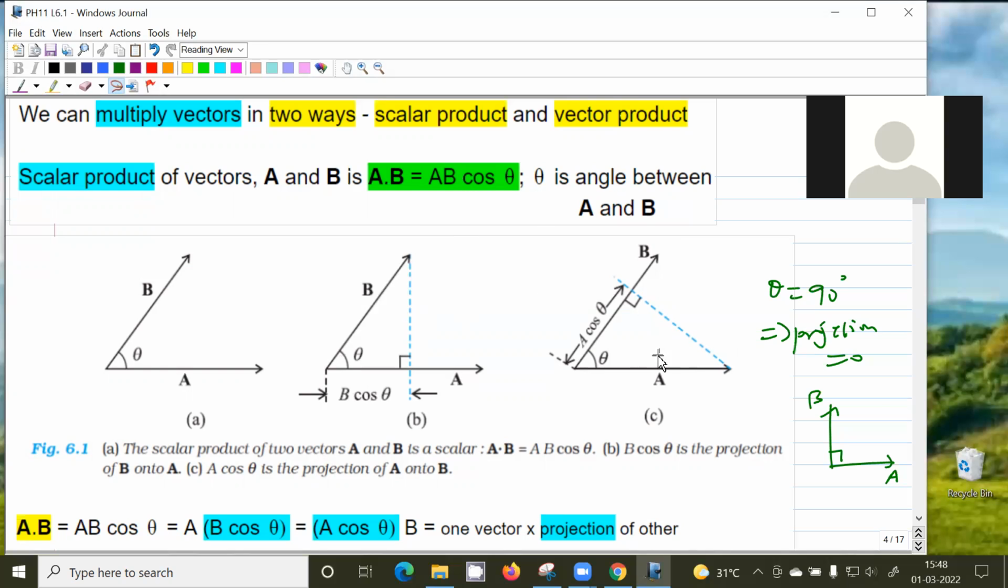Similarly, we can draw a triangle like this. So A cos theta is this one. So A dot B is A cos theta into B. And when the angle between A and B is 90 degrees, what is A dot B? 0. That can also be thought of as the projection of B onto A being 0. Similarly, the projection of A onto B is 0.